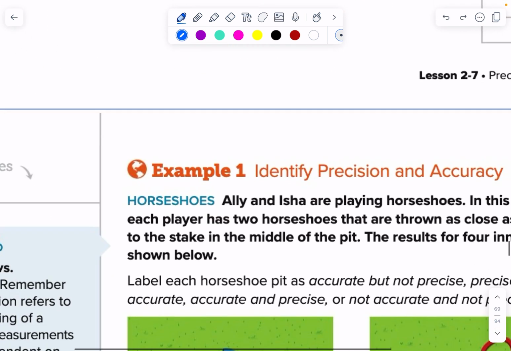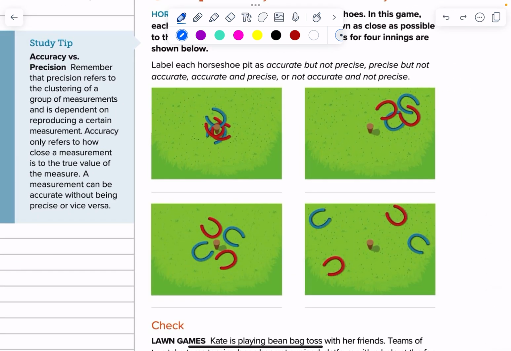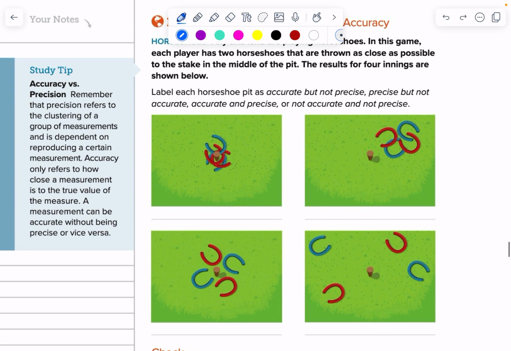They're going to have some pictures down below here. Yep, right here. They want us to identify which one is which, okay? So out of these 4 pictures, which one is accurate, not precise, precise, not accurate, accurate and precise, or not accurate and not precise, okay? So I'm just going to do A and P.